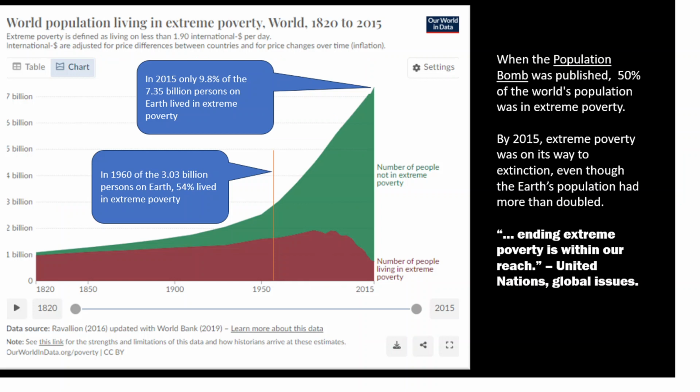Want another example? At the red line, when The Population Bomb was published, 50% of the world's population was in extreme poverty. We had 3 billion people, and the red height is about half of that, and they were in extreme poverty. Now, by 2015, the population on Earth had more than doubled, but the number of people in extreme poverty was vanishing. The United Nations has even said ending extreme poverty is within our reach. Well, how does that happen if we have all these people?